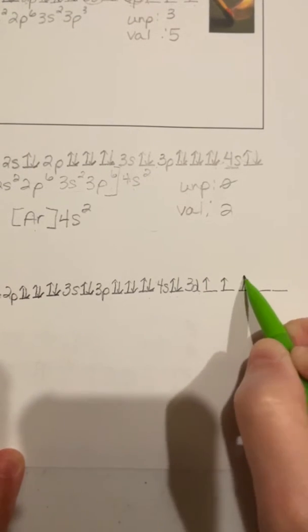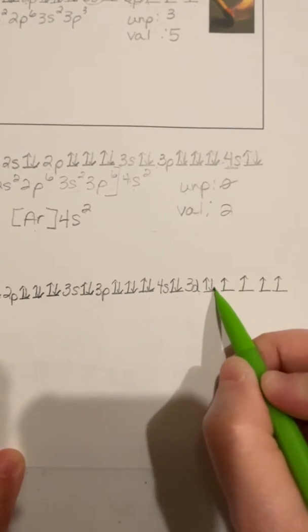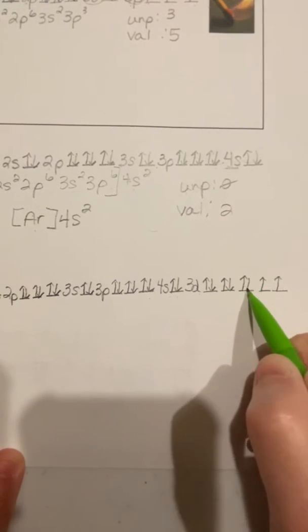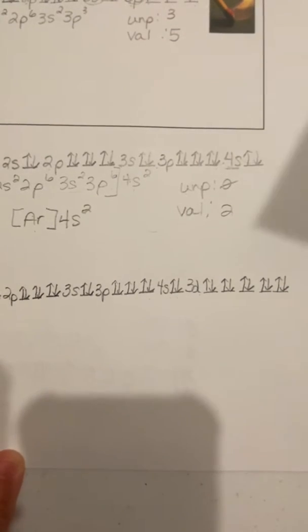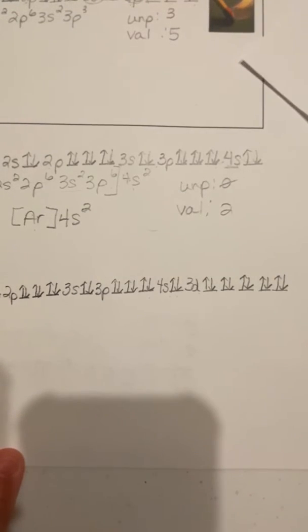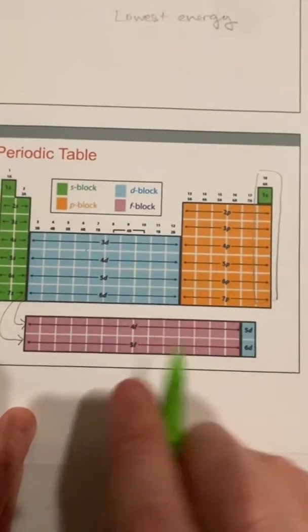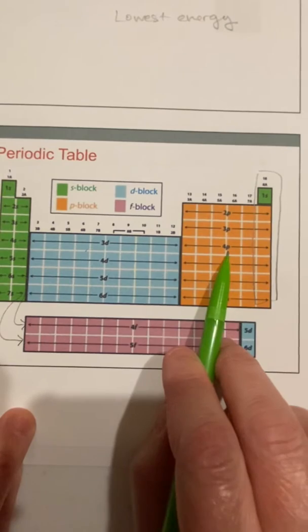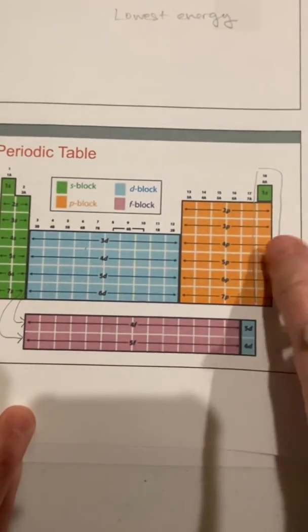So there's 21, 22, 23, 24, 25, 26, 27, 28, 29, and 30. So my 3d orbital is filled, but I'm only at 30 electrons and bromine has 35. So the next one that I go to after 3d, it tells me it's 4p. Again, I'm just reading right to left and it'll tell me exactly how they fill.